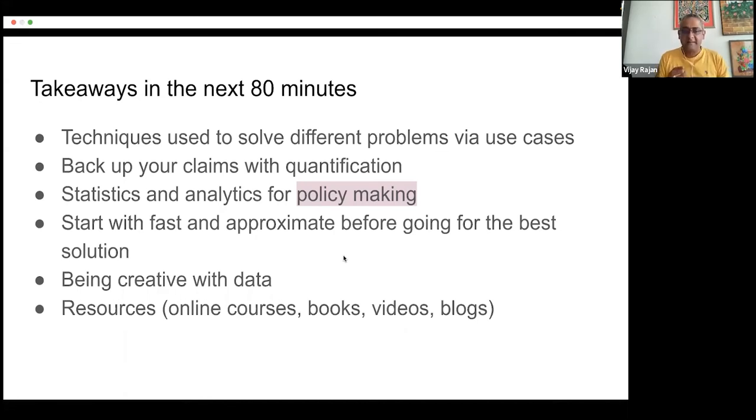Another takeaway is you start with fast and approximate before trying to go full Monty, before getting the best result. That iterative process, even in your deployments, even in your process of understanding data, is very crucial. It's better to make small progress than none at all trying to make it all the way through.